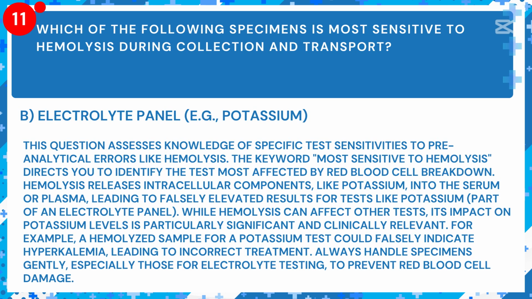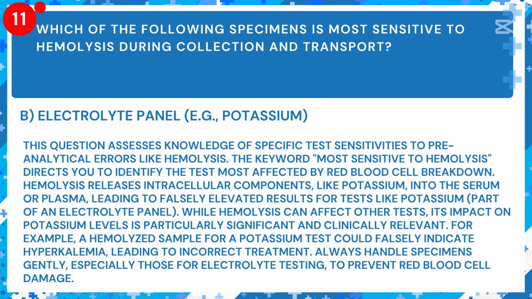Answer: B. Electrolyte panel, e.g., potassium. Explanation: this question assesses knowledge of specific test sensitivities to pre-analytical errors like hemolysis. The keyword most sensitive to hemolysis directs you to identify the test most affected by red blood cell breakdown. Hemolysis releases intracellular components, like potassium, into the serum or plasma, leading to falsely elevated results for tests like potassium, part of an electrolyte panel.